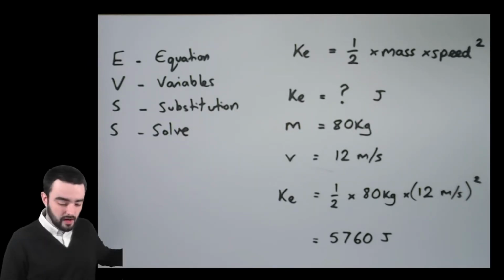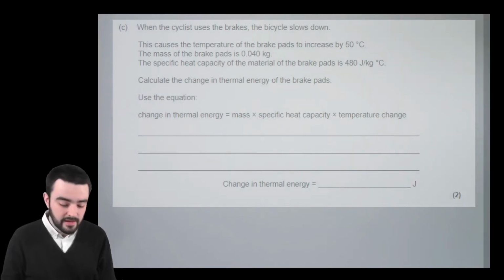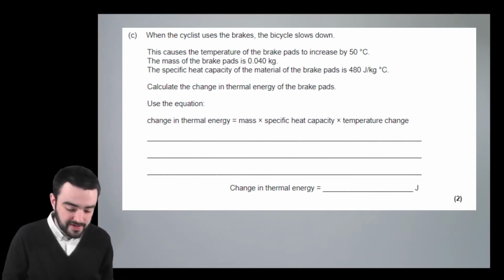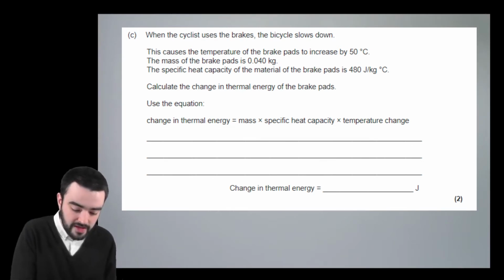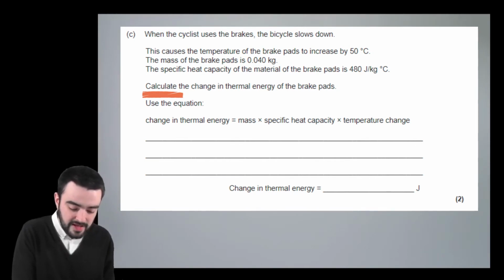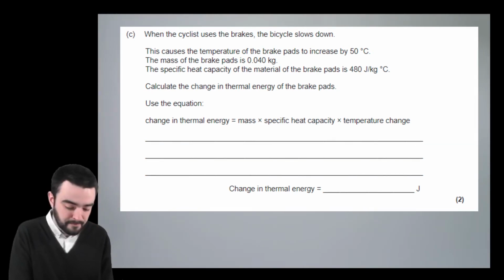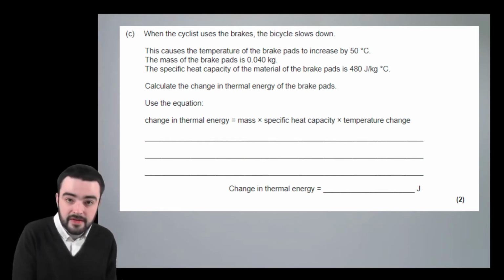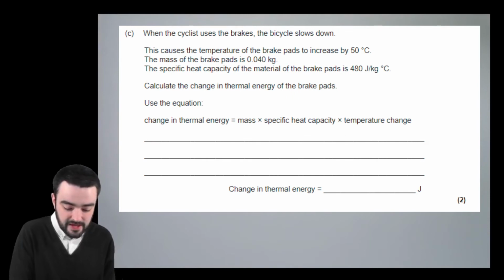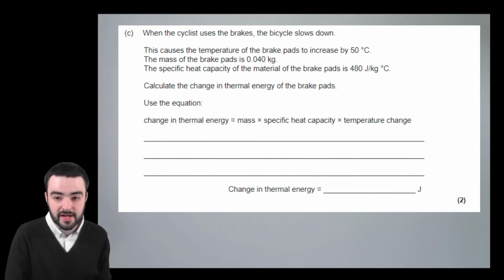Moving on to part C. In part C, we're told that the cyclist uses the brake and the bicycle is slowing down. We're given some information and we're told to calculate, so there's our command word, the change in thermal energy of the brake pads. And again, we're being given the equation this time, that change in thermal energy is equal to mass times specific heat capacity times the temperature change.